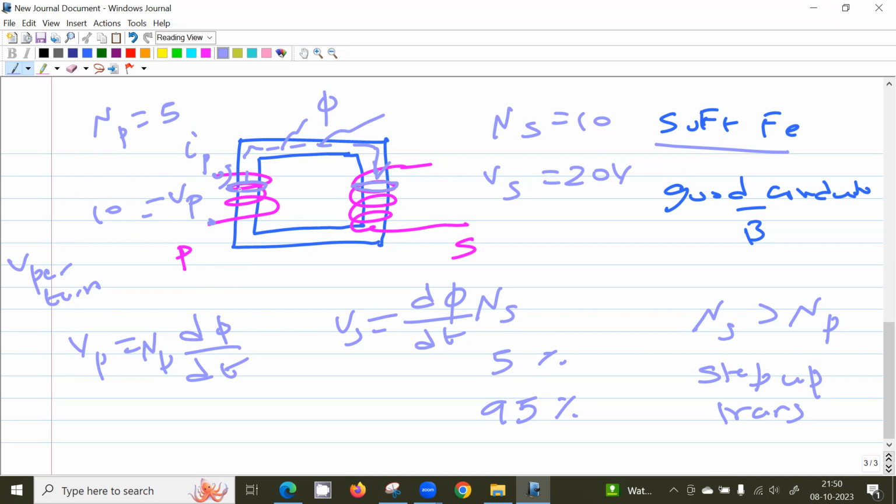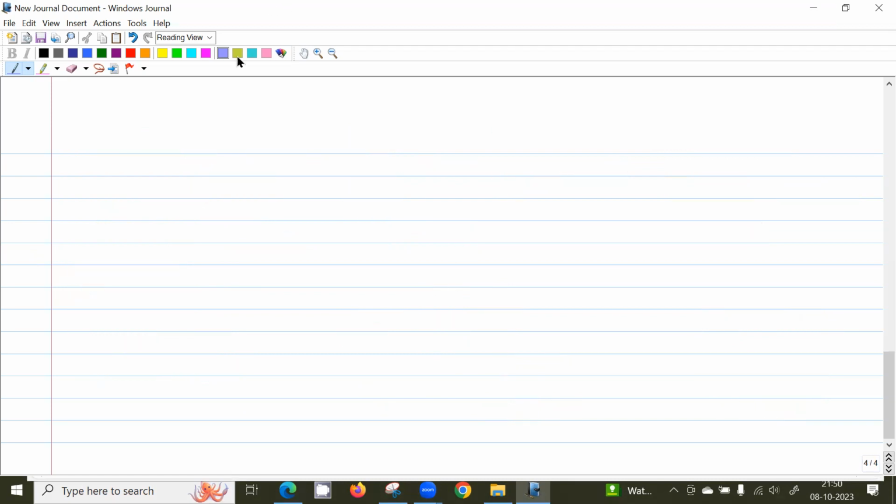So volt per turn is same for both primary and secondary. So if primary has got less turns, say 5 turns, then the voltage will be less, and the secondary has got 10 turns, then the voltage will be twice of this primary. Okay, so VS is voltage on the secondary side, or I can write this result as VS by NS is VP by NP.